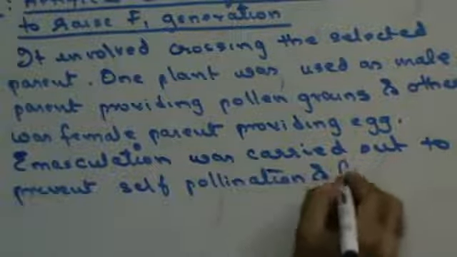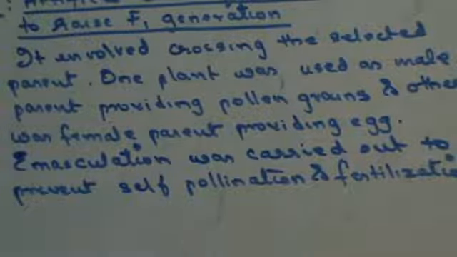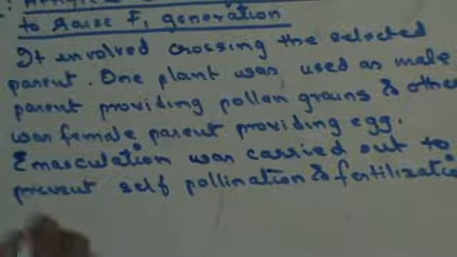Self-pollination and fertilization, so that there would be a proper cross. Right? The stigma of the emasculated flower was covered.